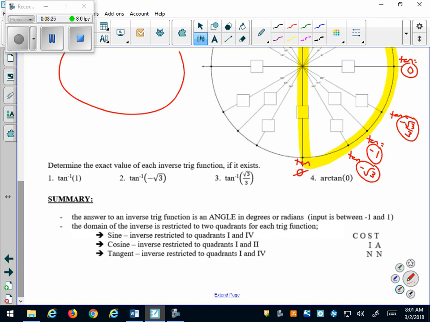If it's 0, then the numerator has to be 0, since we can't have the denominator be 0. So sine has to be 0. So then that gives you 0 degrees, right?